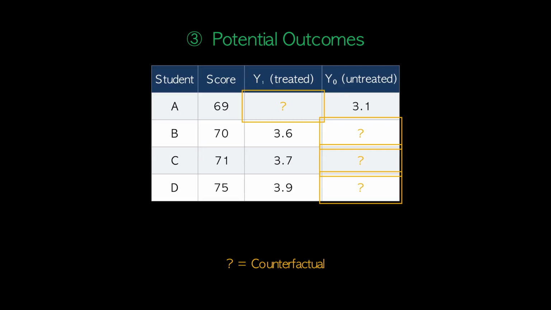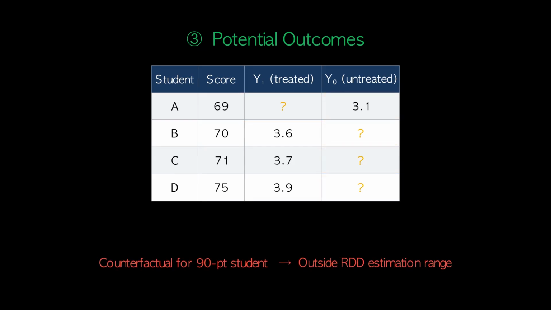With 70 as the scholarship cutoff, RDD uses data near the cutoff to estimate the causal effect. Note that RDD does not estimate the counterfactual for a student who scored, say, 90 points. This is both a defining feature and at times a limitation of RDD.